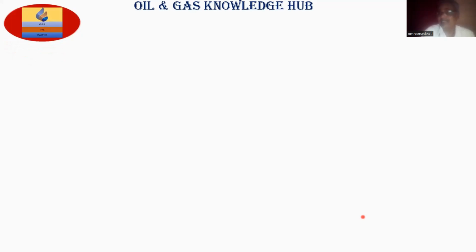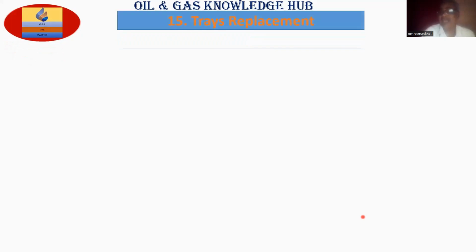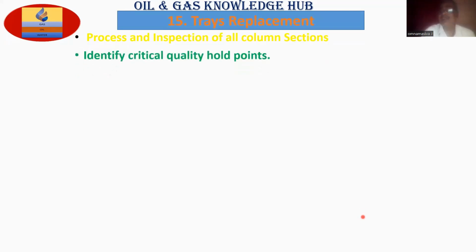So please, I am telling you, try to understand and work safely. There is no emergency. It will take time to complete the activity. You complete the activity in time, safely, with quality. High regard to safety and quality are most important. Process and inspection of all column sections: every section you should do visual inspection.